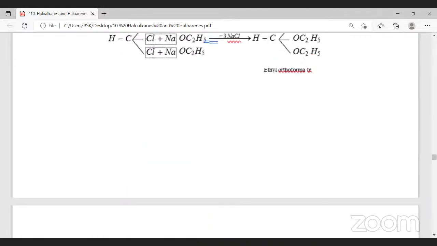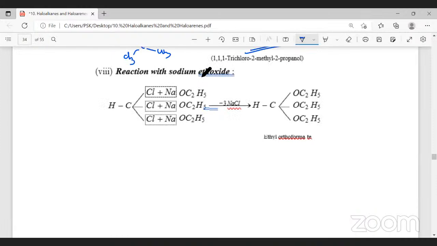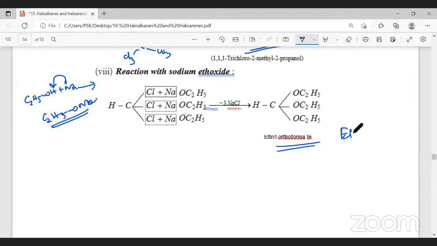Next, reaction with sodium ethoxide. Sodium alkoxide. When ethanol is reacted with sodium metal, what happens? The sodium metal will displace hydrogen. Therefore, you get C2H5ONa. This is called sodium ethoxide. When chloroform is treated with sodium ethoxide, what happens? NaCl gets eliminated, and in place of the Cl, OC2H5 comes in. So you get ethyl orthoformate. This is called ethyl orthoformate.